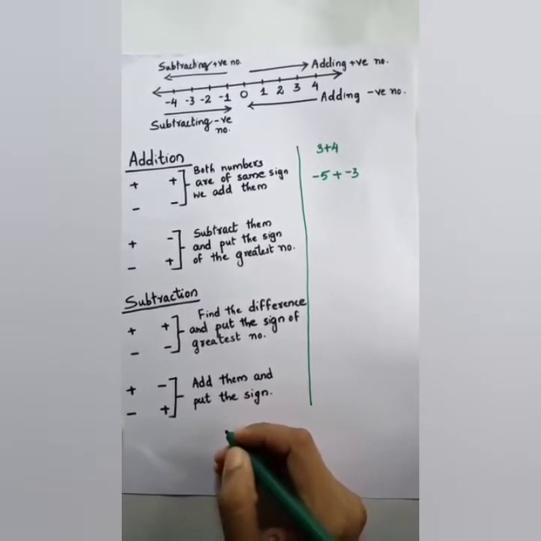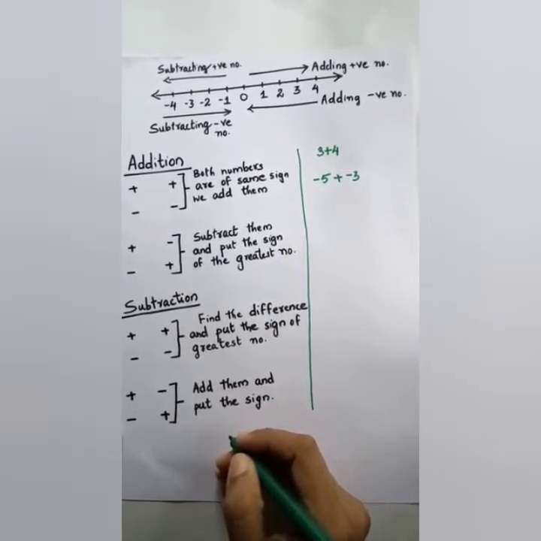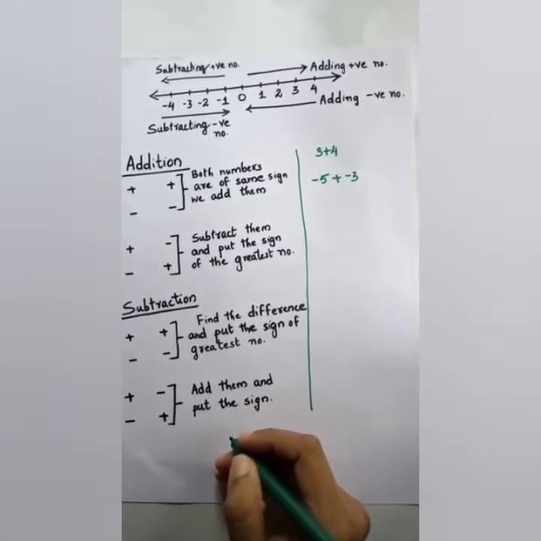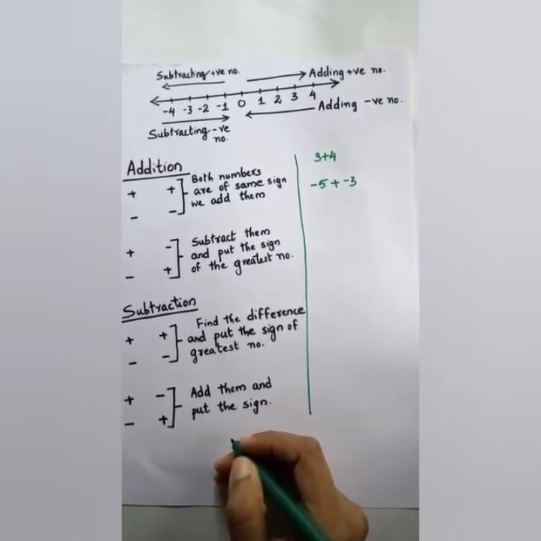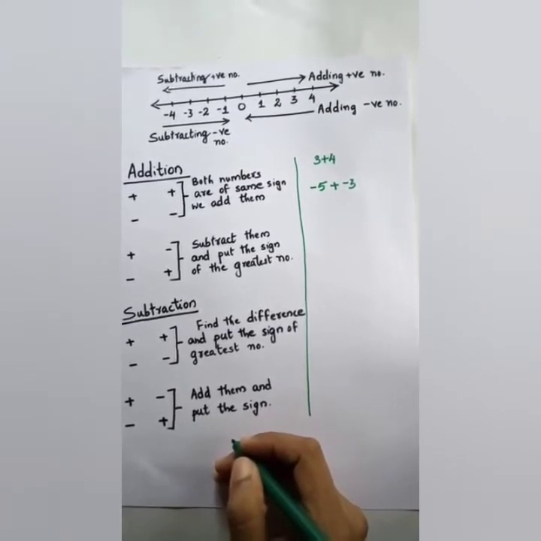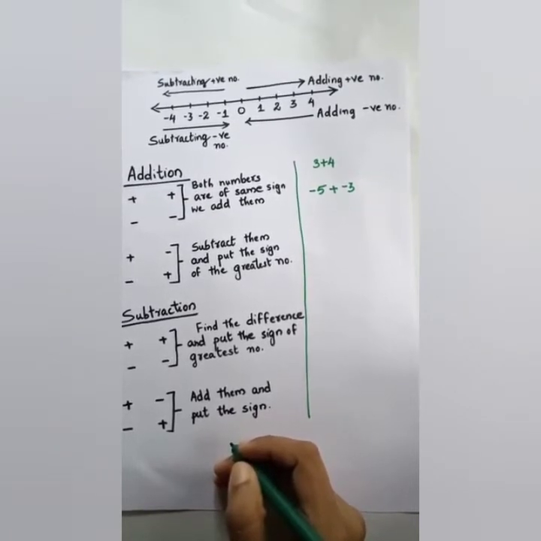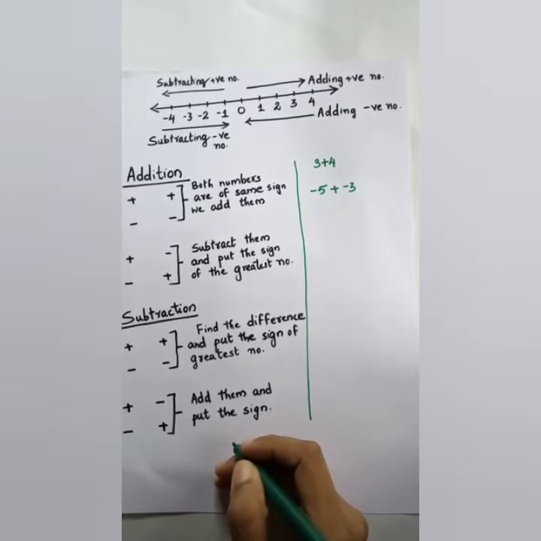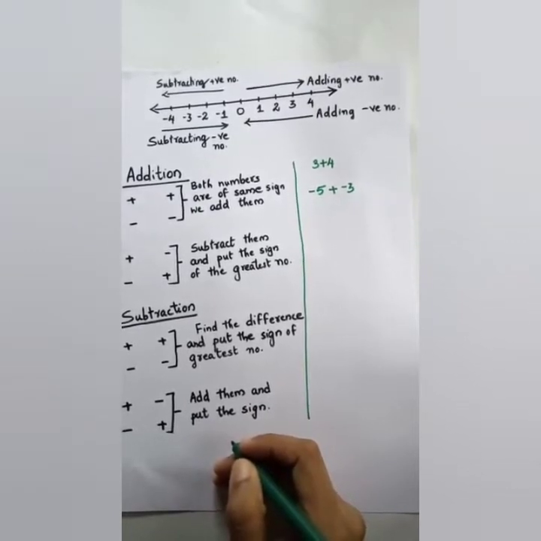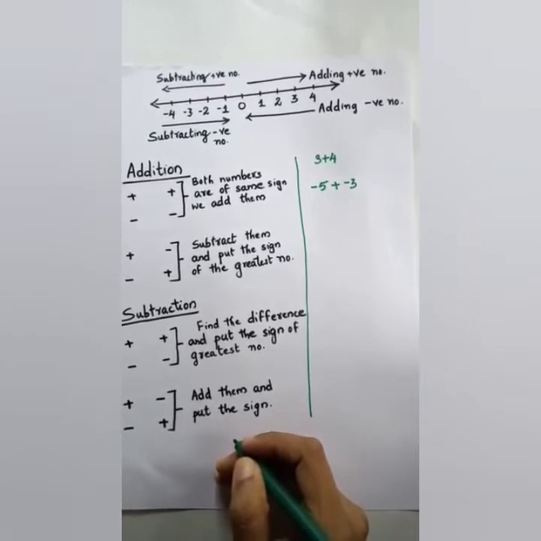Before that, let me ask a question. What are integers? Integers are the collection of whole numbers and negative numbers. Then, what are whole numbers? Whole numbers are the collection of natural numbers along with 0. That is, 0, 1, 2, 3, etc. make the whole numbers. Along with the whole numbers, when the negative numbers are added, then we get the integers.